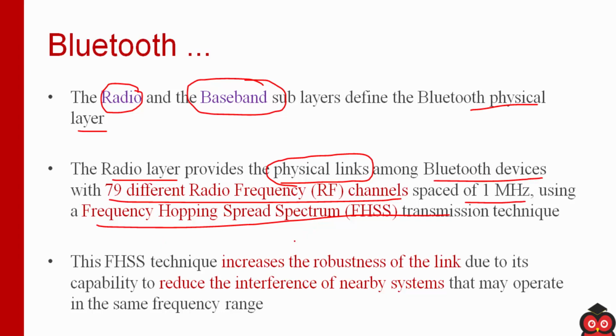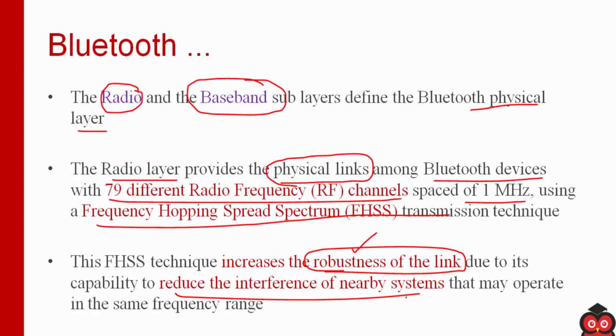This technique increases the robustness of the link. Robust link means that even if there is some kind of interference from other devices or other things, the data is sure to be transferred to the other device. That is the robustness of the link. It achieves this robustness by reducing the interference which is caused by nearby systems.